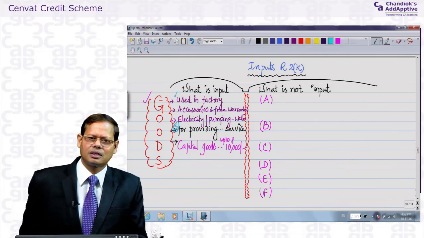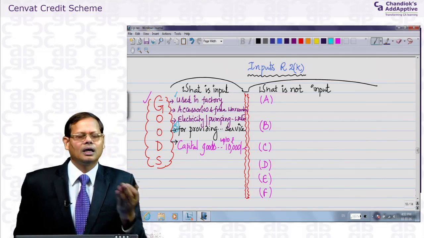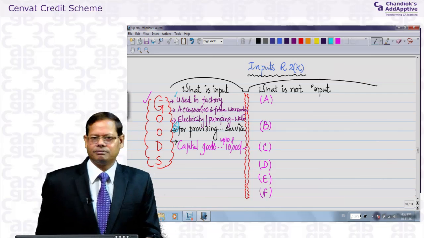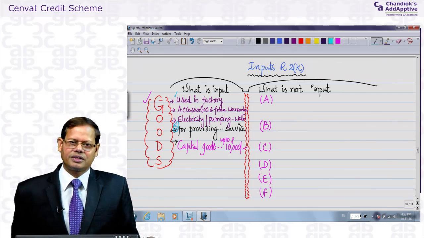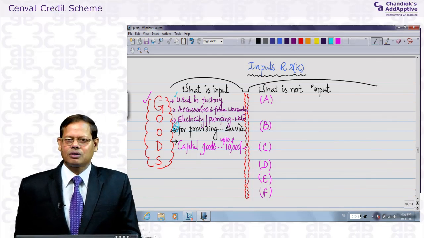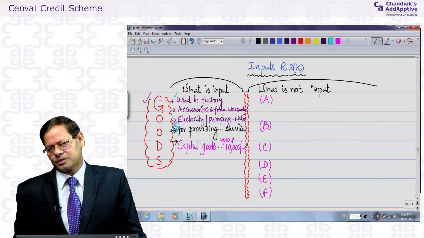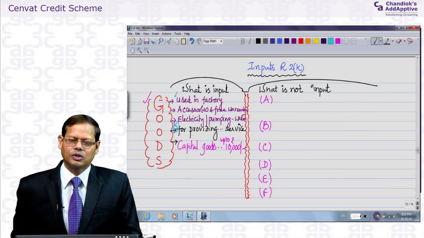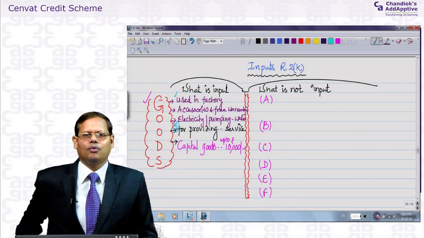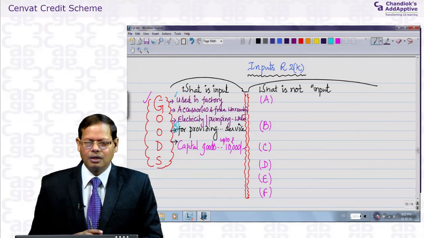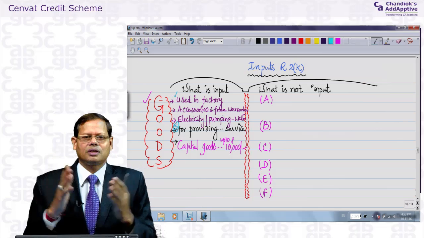If it is input, it is 100% at a time, immediately; otherwise it is maybe 50% and 50% delayed. There is a delayed gratification in the case of capital goods, but that is not there in the case of those capital goods whose value is not above 10,000 rupees. Okay. So, these are the 5 categories. Now, you can easily recapitulate. These are the 5 categories which are inputs.